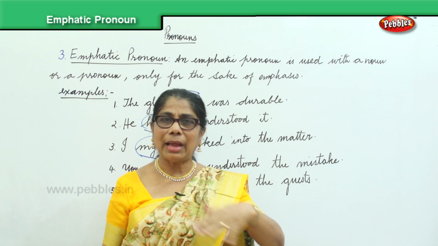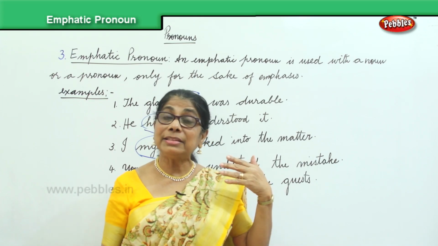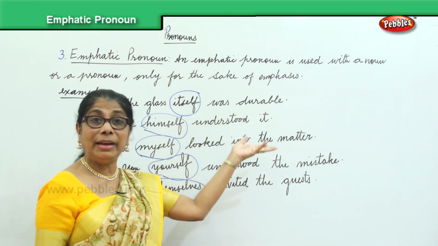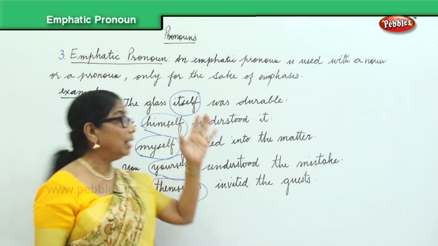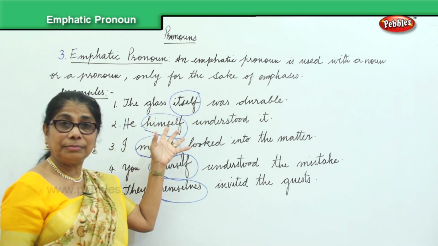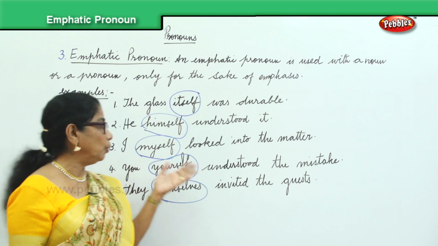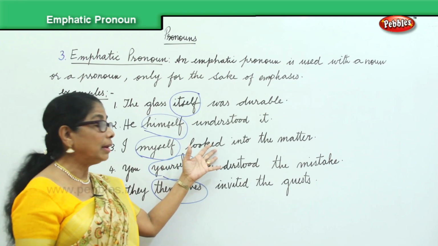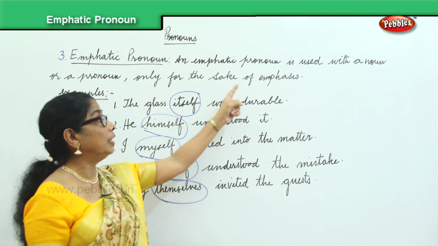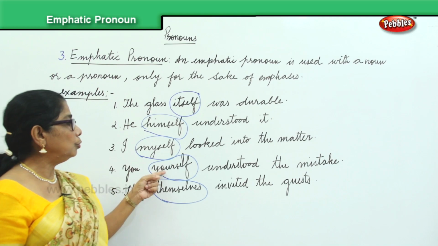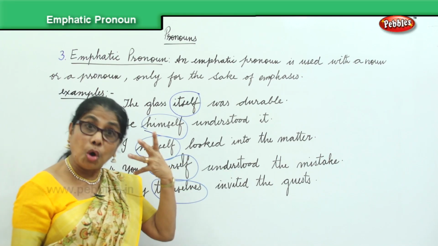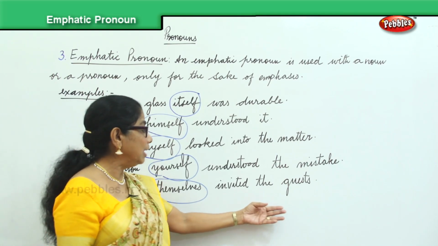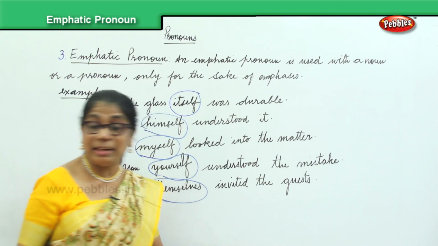I myself went alone. I myself sat alone in the house. The glass itself was durable. It fell down. The glass itself. We are talking about glass. Glass itself. He himself understood. Nobody told him. I myself looked into the matter. You are emphasizing. I myself. You are giving emphasis. You understood the mistake. You are saying you yourself understood. You are emphasizing. They themselves invited the guests.